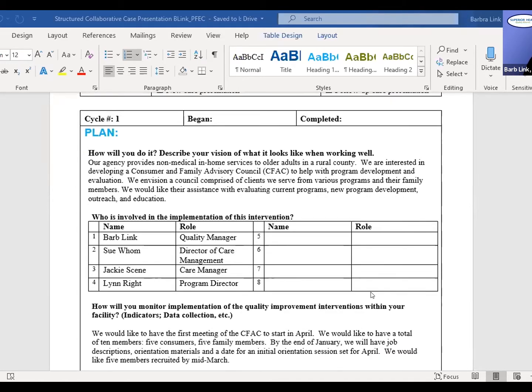I've got Sue, who's the Director of Care Management for our program. And so she really oversees all of the people who do assessments for getting into the program, provide services to the clients, and really coordinate all of their care regarding any of our programs at the agency. And then Jackie, she's a direct care manager. And then I have Lynn, who oversees all the programs at our agency.